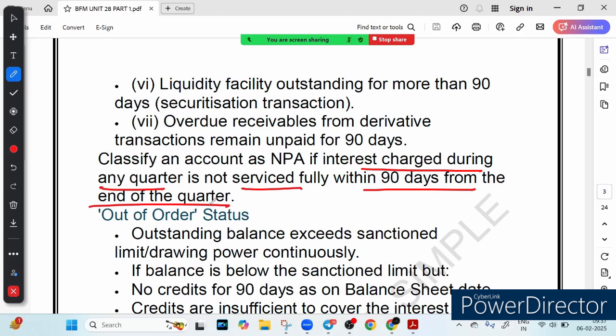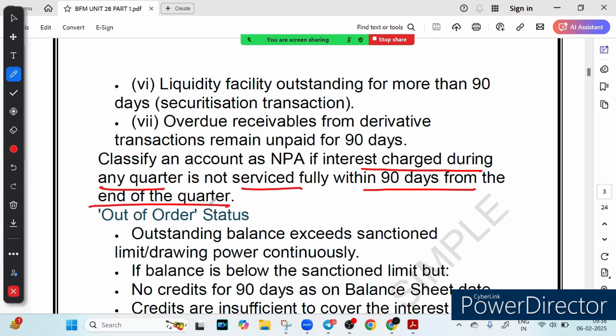So what we have learned till now is that NPA is a loan that stops generating income for the bank. The 90-day rule is crucial. Most loans turn into NPA if the payments are overdue for more than 90 days. A special rule applies for farm loans, derivative transactions, and securitization deals. For farm loans, it depends on whether it is a short duration crop or long duration crop. For derivative transactions, an overdue amount that remains unpaid for 90 days also turns into NPA. So now you know exactly when a loan turns into NPA.